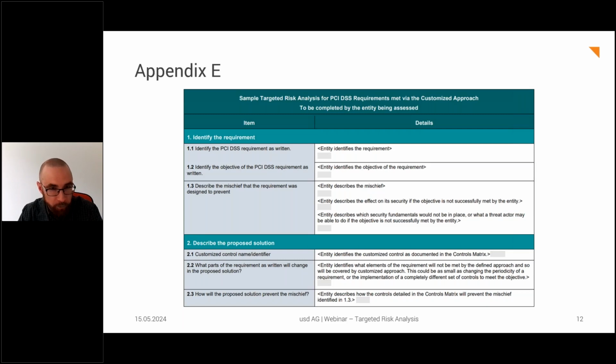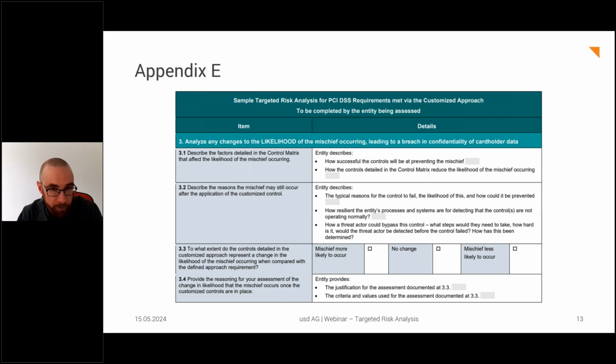In the second part, you should describe your proposed solution. So this is really the core of what the customized approach is. So you want to define what the name of your customized control is. You want to define what parts of the requirement your customized approach targets. And you want to define how your solution prevents the dangers or the mischief that is addressed by the original requirement.